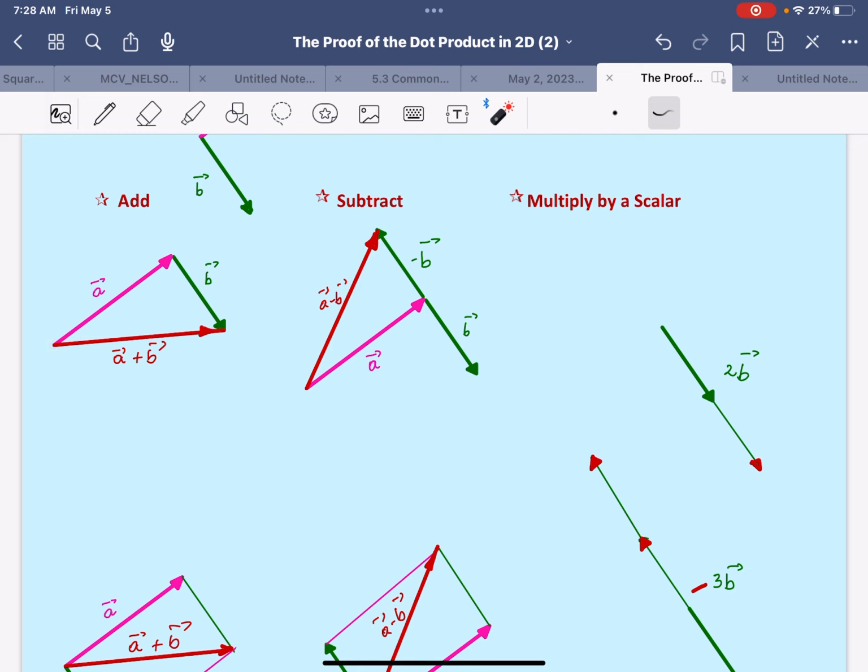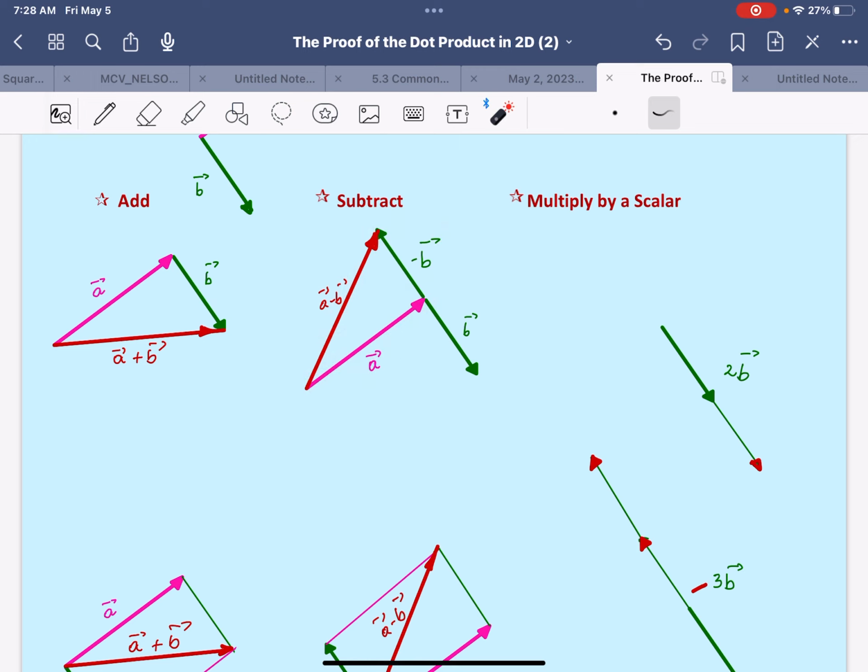We learn how to subtract two vectors by simply placing head to tail the vector A, which is the first vector in the subtraction, and we place vector negative b at the head of vector A, and then we found the sum A plus negative b, or the difference between A and B.